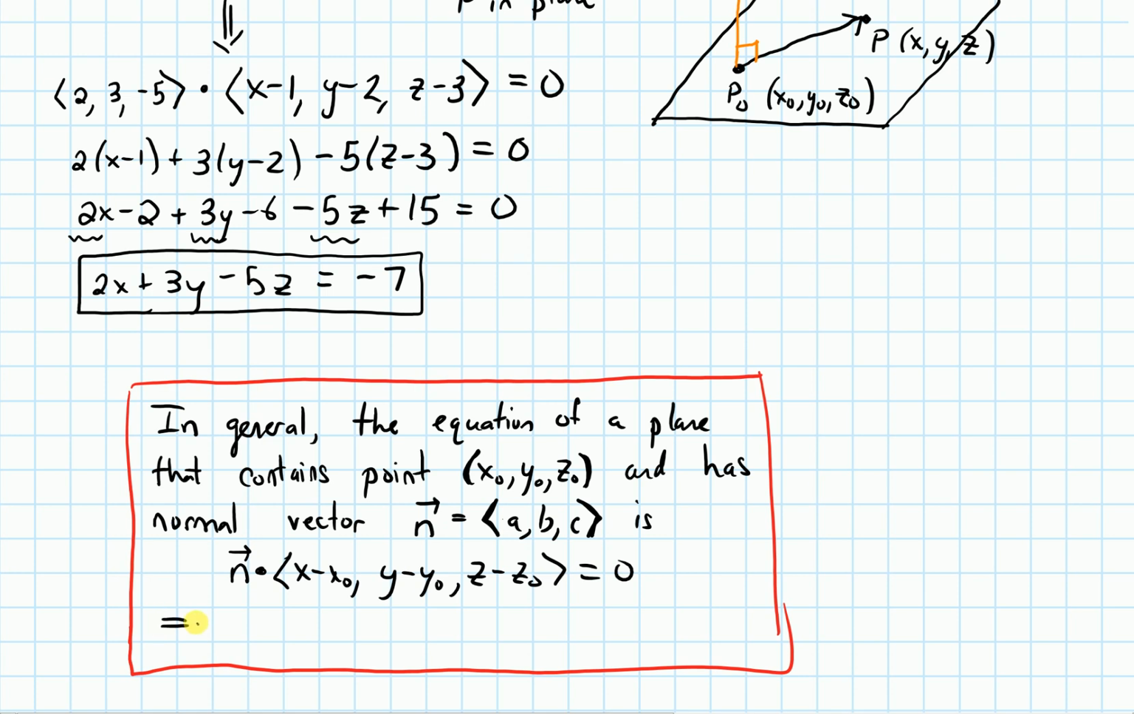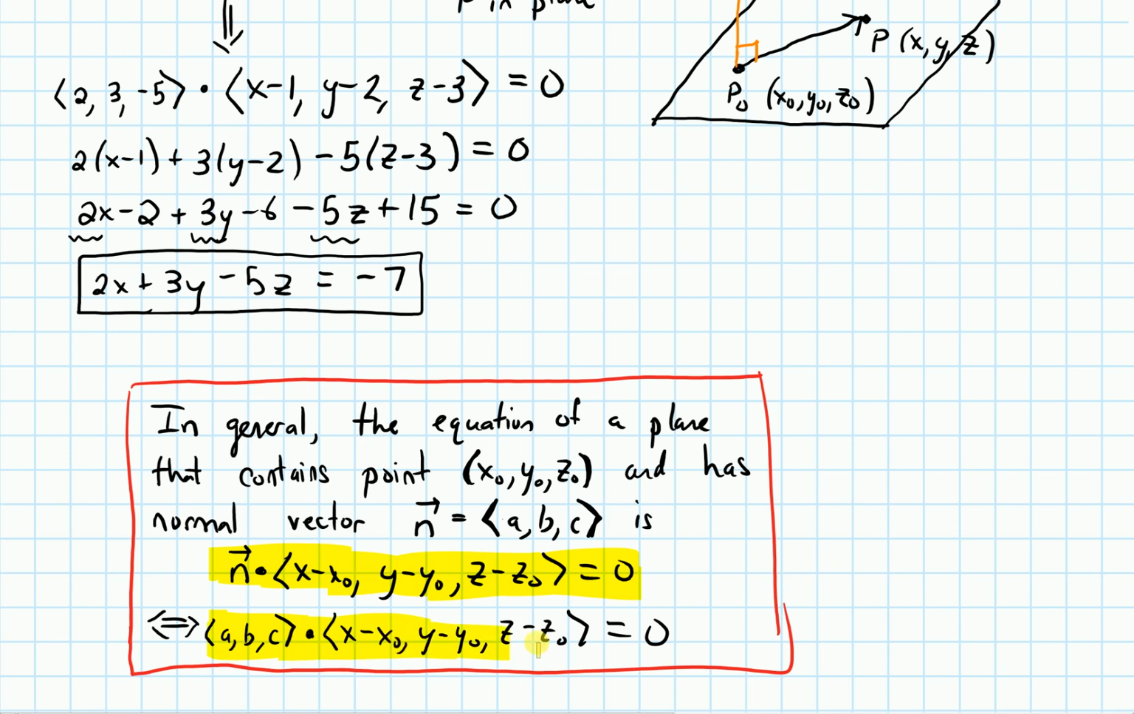And that's equivalent to, once you write what n is, a, comma, b, comma, c, because that's the normal vector, dotted with x minus x naught, comma y minus y naught, comma z minus z naught, and that needs to be equal to 0. All right, so I'm going to highlight these. This is how I can set up the equation of a plane if I know the normal vector, which is n, and one point on the plane, x naught, y naught, z naught.